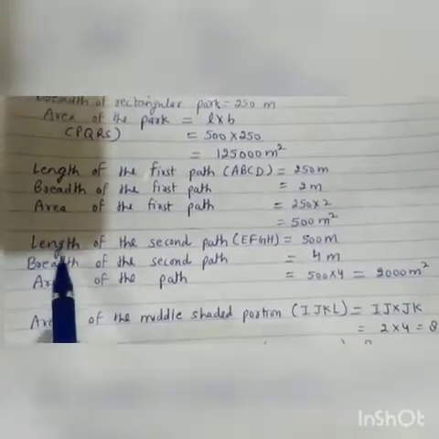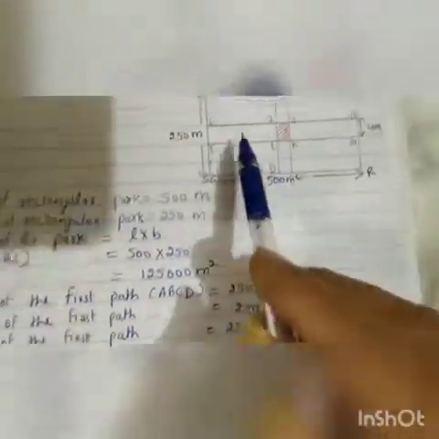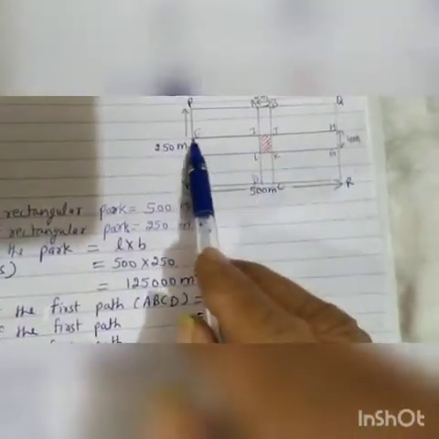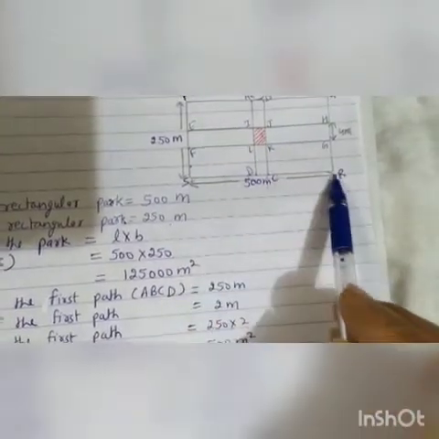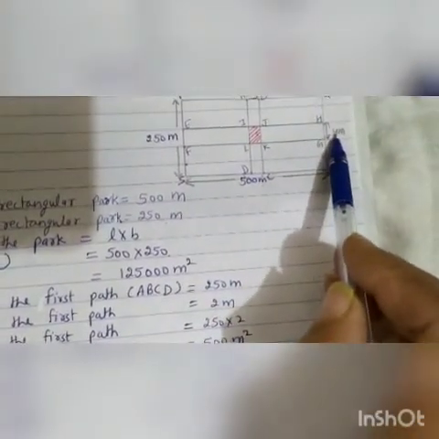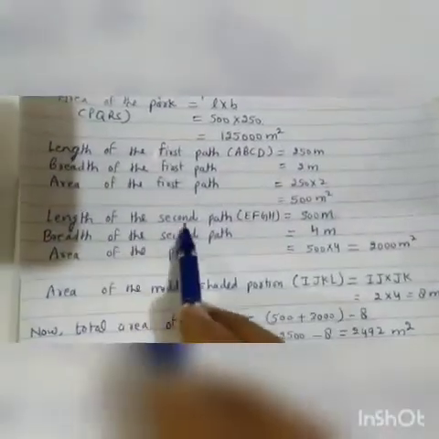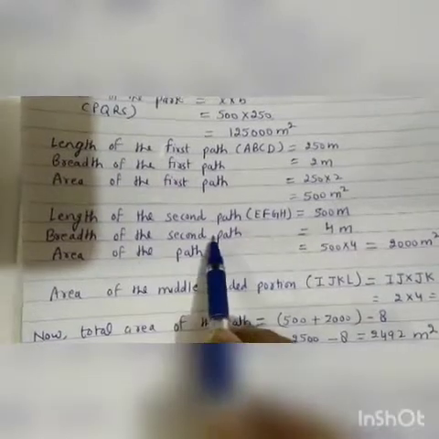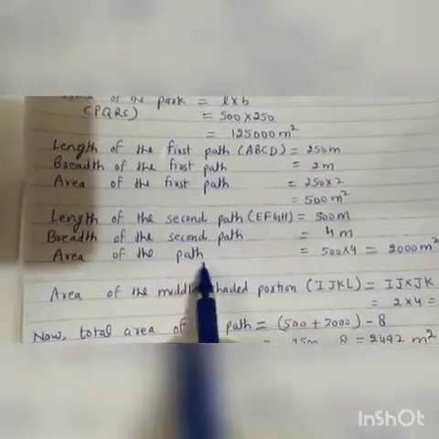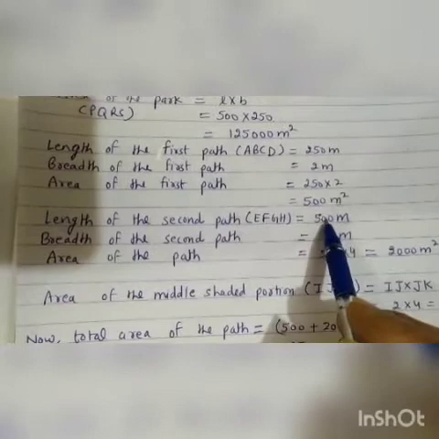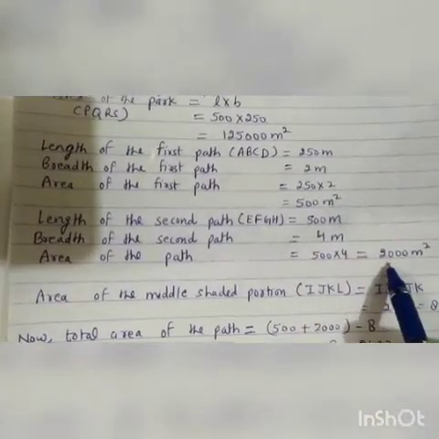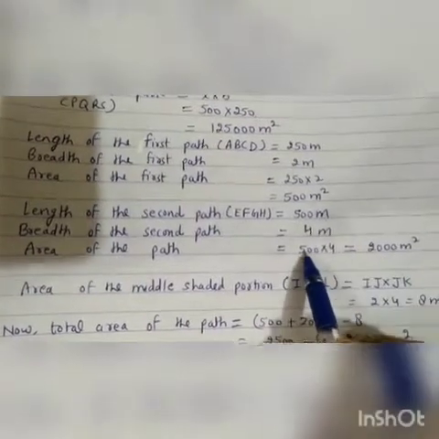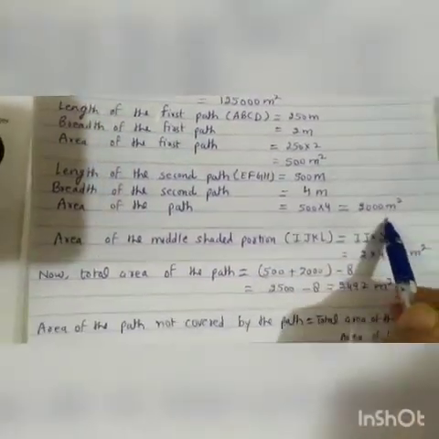Now come to the second path. Length of the second path. Which is the second path? This is the second path. E, F, G, H. Length of this path is 500 meter and breadth of this path is 4 meter. So the length of the second path EFGH is equal to 500 meter. Breadth of the second path is 4 meter. Area of the path is equal to L into B. Again 500 into 4. 2000 square meter.